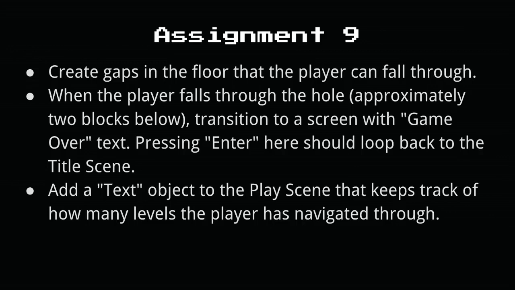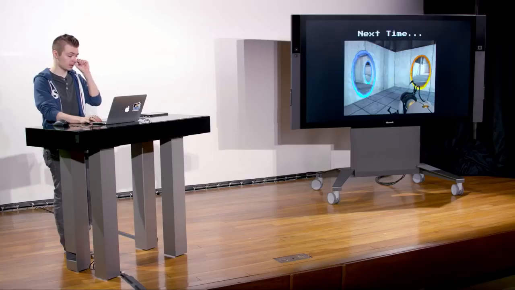And then lastly, add a text object to the play scene that just keeps track of how many levels you've navigated through. And you can probably do this with some kind of static variable. But any solution that accomplishes it is welcome. But altogether, all pretty easy pieces to put together. That was this week, which was Dreadhalls and our first foray into first-person games.